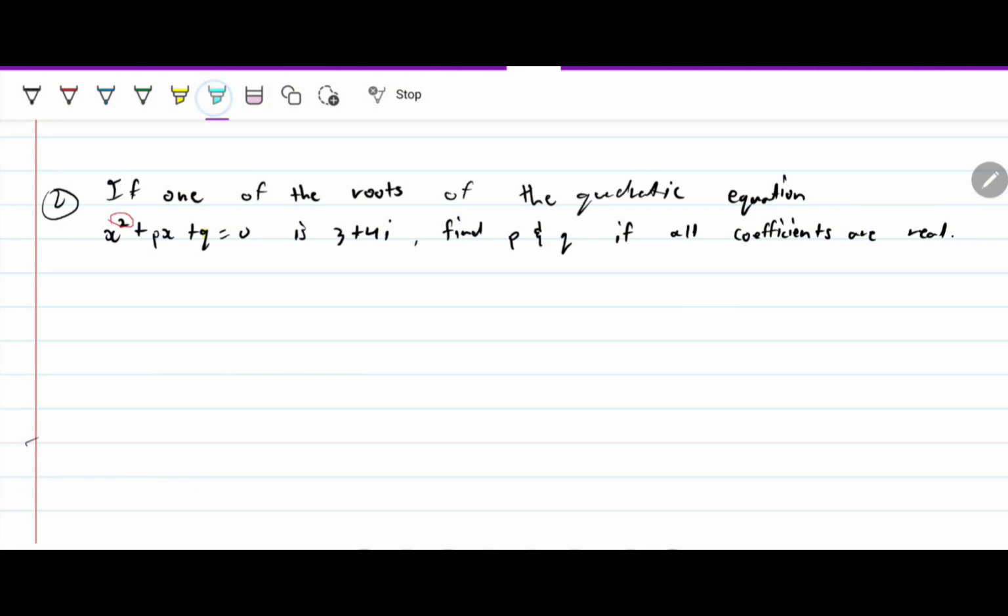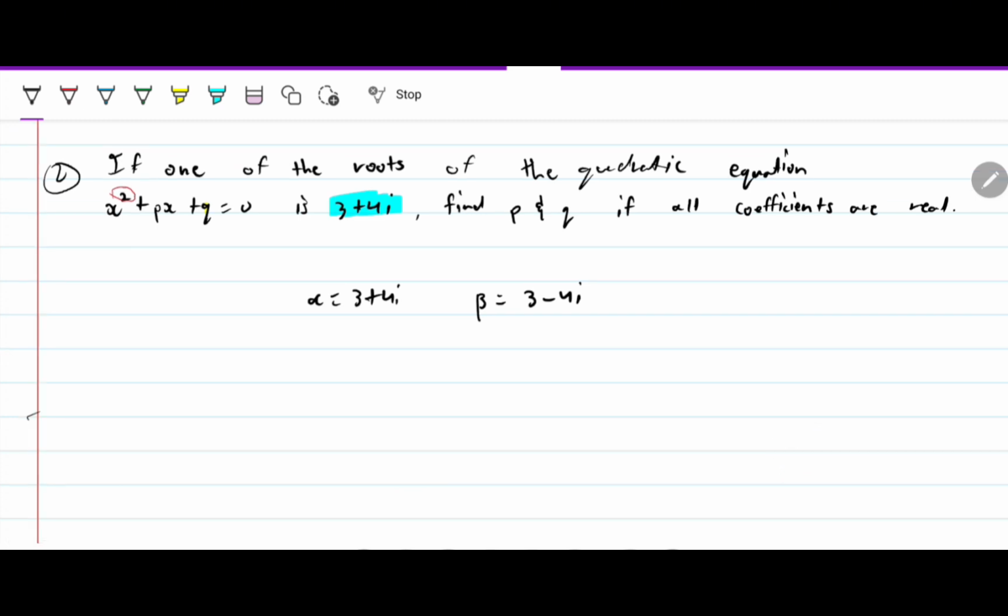So, since one of the roots is a complex number, let's say alpha is 3 plus 4i, that's one of the roots. The other root, beta, will be what? Should be 3 minus 4i. Why? Complex roots always occur in conjugate pairs. Always remember that. Moving forward with this question, the most efficient way to solve this would be to apply the relationship between the coefficients and the roots of quadratic equations.